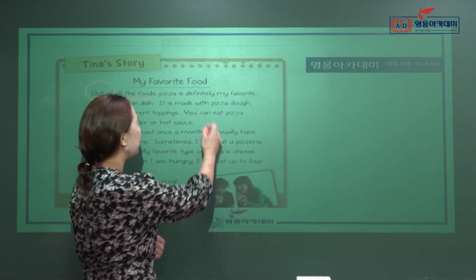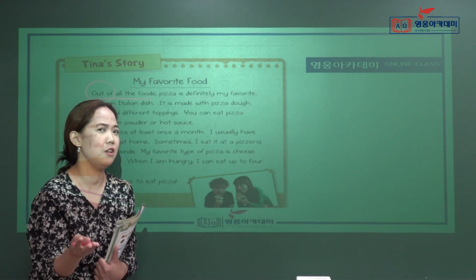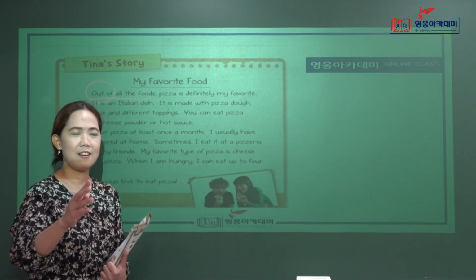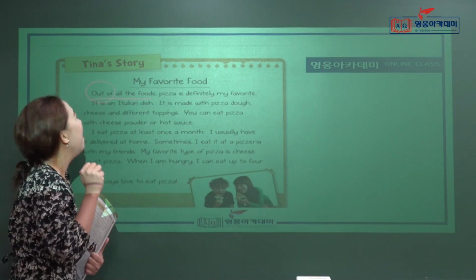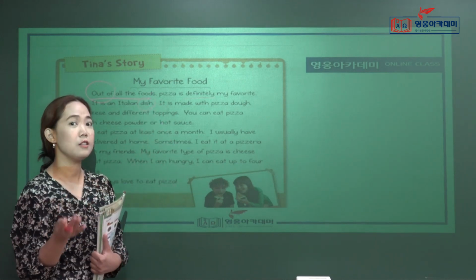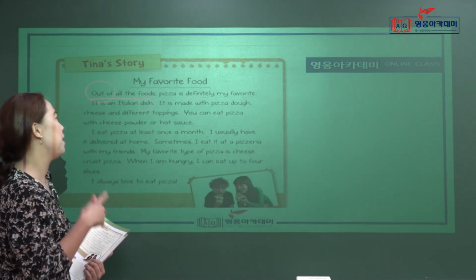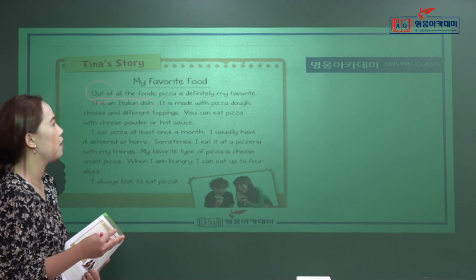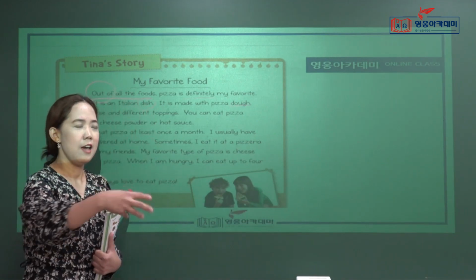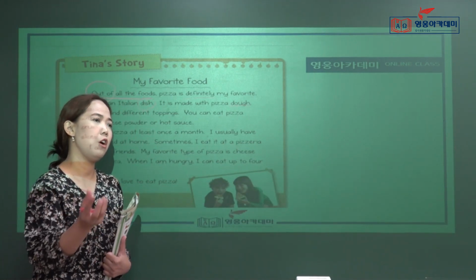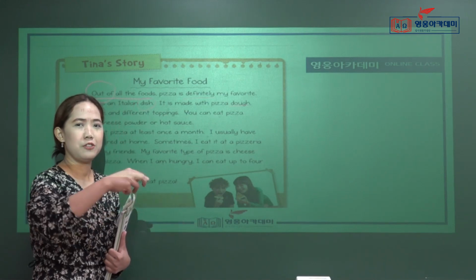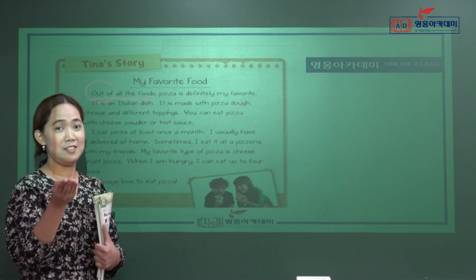Pizza is definitely my favorite, guys. What's the meaning of the word "definitely"? Or what is the other word for "definitely"? Absolutely, exactly, certainly. It is an Italian dish. It means it's an Italian food, an Italian recipe. It is made with pizza dough, cheese, and different toppings. What's a dough? So a dough is the combination, or the mixture, of flour and liquid, and it becomes soft and malleable.